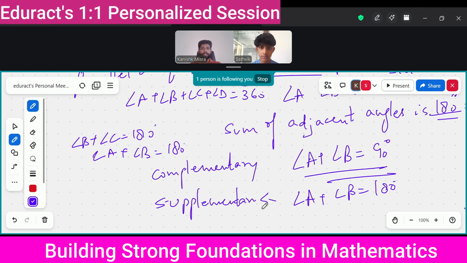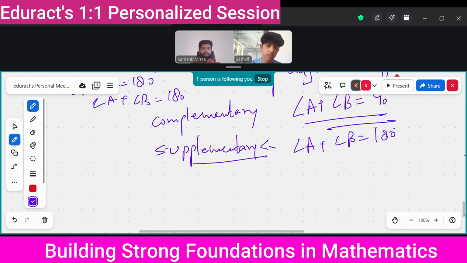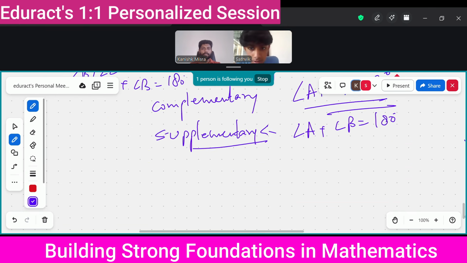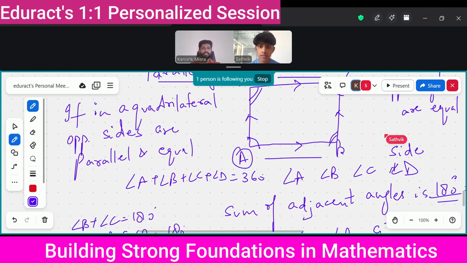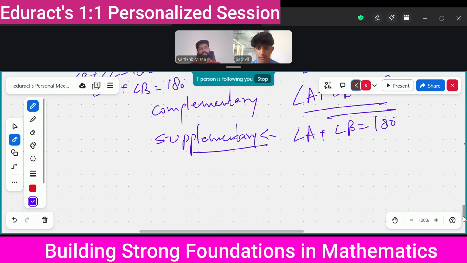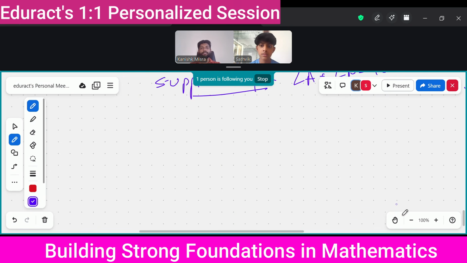I hope whatever I am writing is visible. Yeah, now I scrolled it down again. Complementary, supplementary, whatever I have written is visible. Yeah. Okay, so I guess parallelogram is okay.